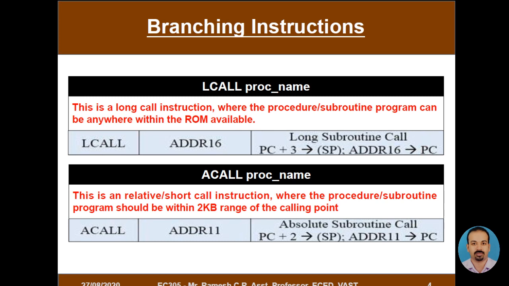In LCALL, the procedure name or the address that you are mentioning in this instruction will be a 16-bit address, and you can have 2 raised to 16 combinations, that is 64 KB, anywhere in the ROM. And we have the ACALL, where the address specified along with this instruction will be an 11-bit address. So the maximum distance at which you can place this procedure or subroutine is 2 raised to 11, that is 2 KB. So within a 2 KB range, if you have a procedure which has to be called at a particular instant of time, then I can go for this ACALL instruction.